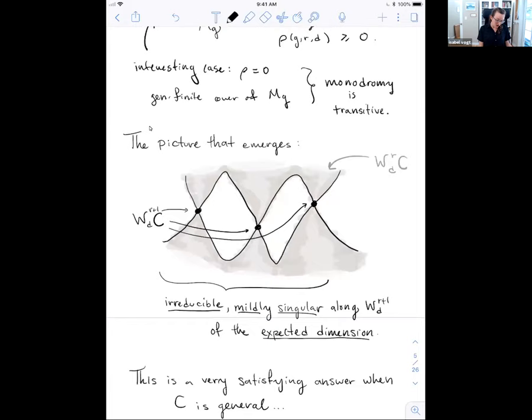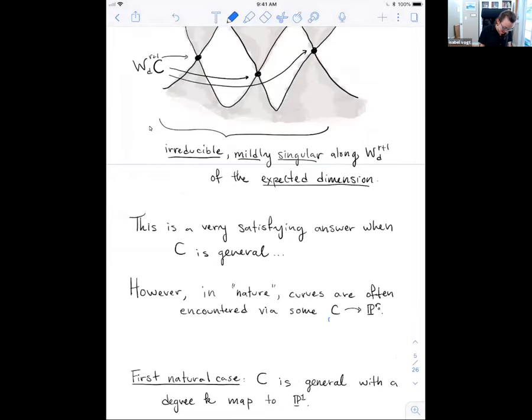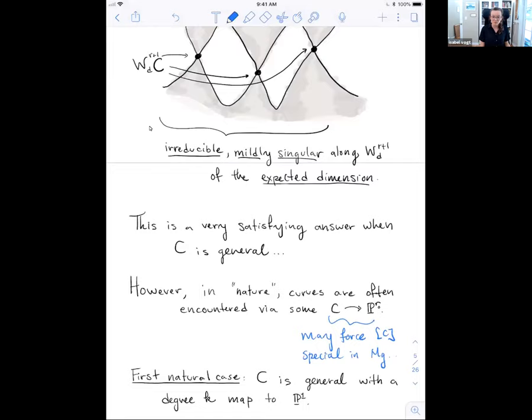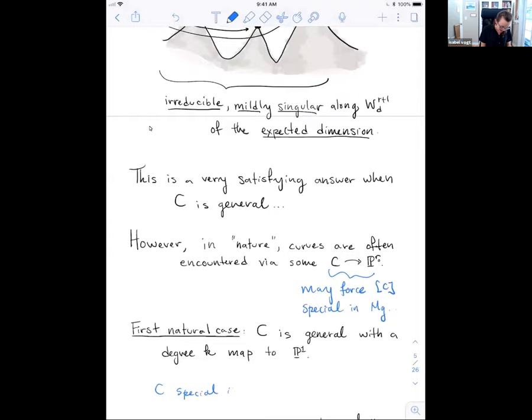But in nature, we often come across curves that are already given to us via some map to projective space, the curves that you meet in real life. The thing about this is that it may force this curve C to be special in M_g. The first case of this is when C is a general curve equipped with a degree k map to P^1, which is a very natural way to encounter curves in real life. C will be special if k is strictly less than the expected gonality, which is (g+3)/2. So one way of stating this first natural case is that I'm going to look at a general curve of fixed gonality less than the maximum gonality.